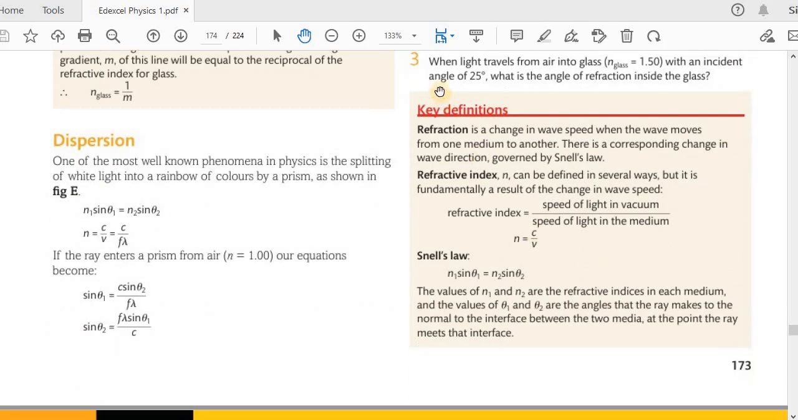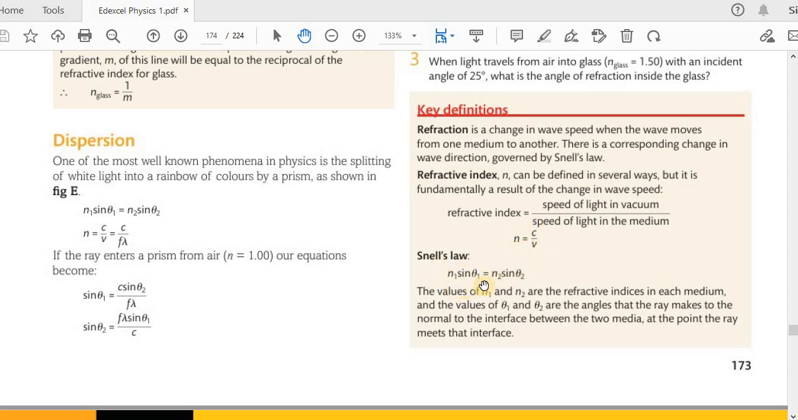Okay, and then we have the definitions here, very important. Refraction is a change in wave speed when the wave moves from one medium to the other. There is a corresponding change in wave direction governed by Snell's law. Refractive index n can be defined in several ways, but it is fundamentally a result of the change in wave speed. So we saw this equation, refractive index equals speed of light in vacuum divided by speed of light in the medium, and this is the equation with symbols. So if they ask you the definition, make sure you write it in words. If you write it in symbols, you have to say what n, c and v are.